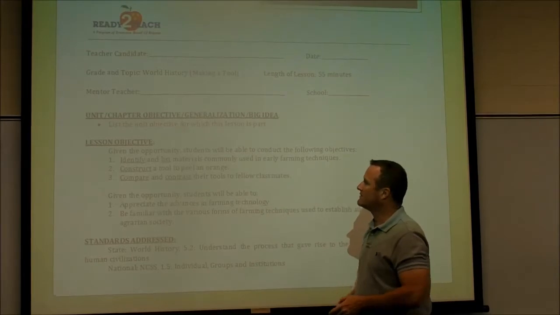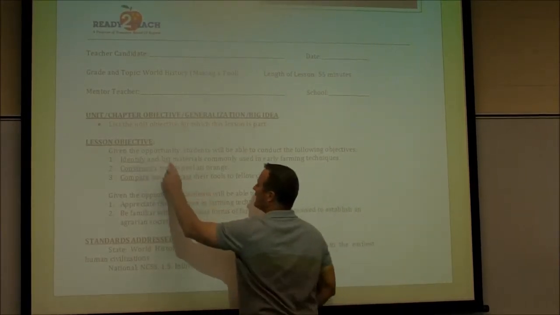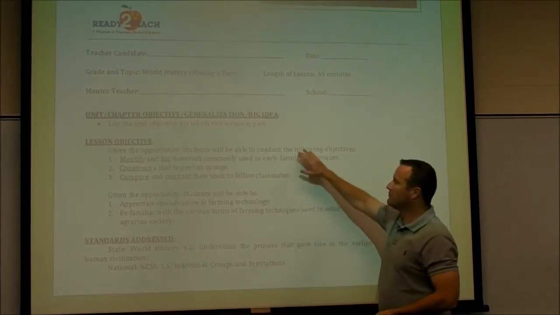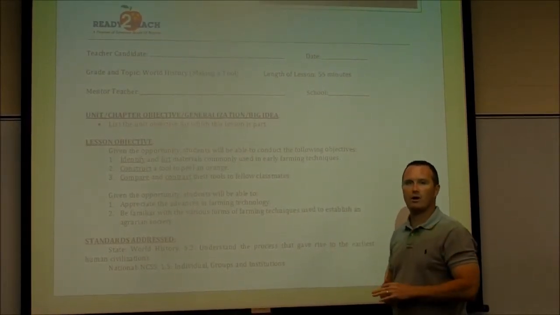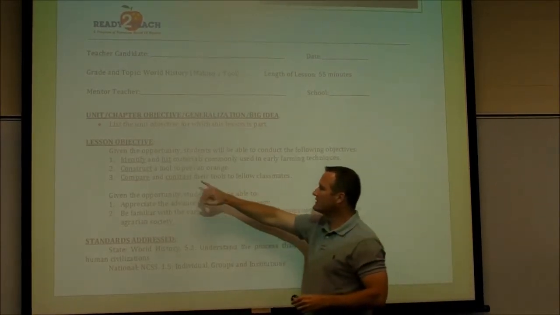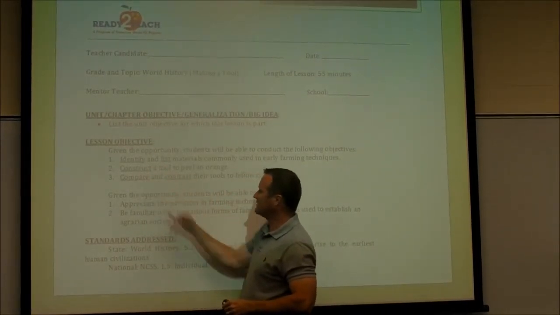The lesson objectives, which are measurable, are identifying and listing, construct, compare and contrast. These are all different levels of Bloom's. If you go back to that Bloom chart that I've given you, and I believe it's in module 1 or 2, you're going to notice that these are all measurable objectives.